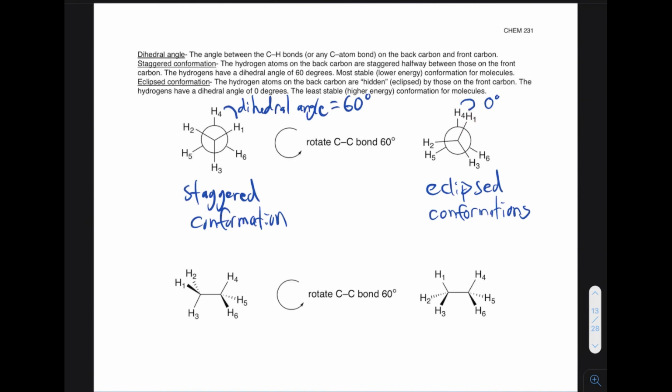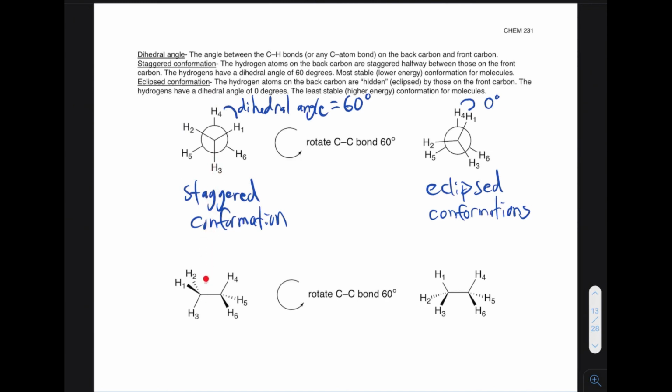They don't want to be apart. So the staggered conformation is the more stable conformation for a molecule like ethane to take, okay? And take a second here again to look at the difference between the line angle formula for a molecule and the Newman projection for a molecule, okay?